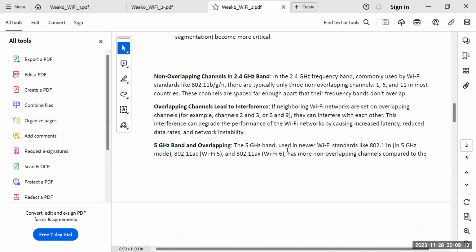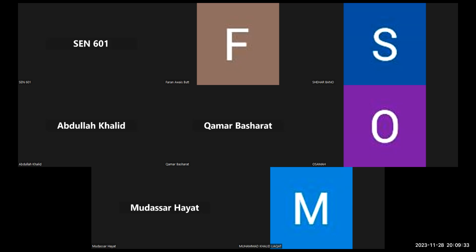Okay, so as you know, and we have also talked about this earlier, in Wi-Fi there are a number of channels. In the 2.4 gigahertz frequency band, commonly used by Wi-Fi standards like b, g, n, there are typically only three non-overlapping channels: 1, 6, and 11. In most countries, these channels are spaced so far apart that their frequency bands don't overlap, right? So there are a number of frequency bands. Let me show it to you using another document. It will be more clear to you in that case.